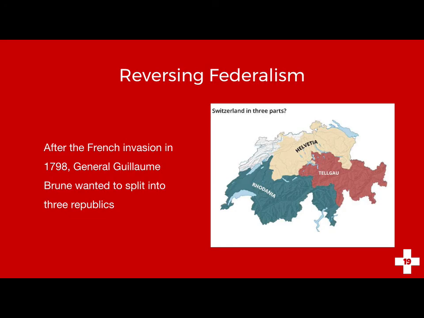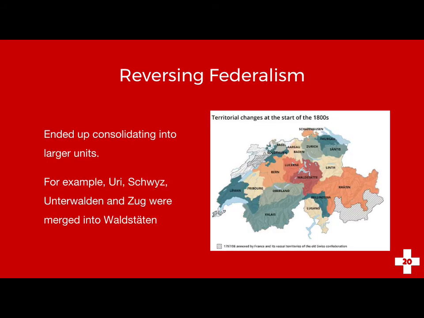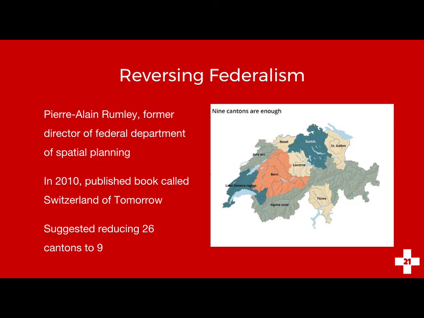then also with federalism, when Napoleon first invaded, they actually thought about making these larger cantons and combining them. It ended up not going through, but there have been a lot of proposals that these 26 cantons are just too many, and a lot of them are pretty small.